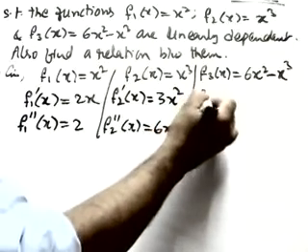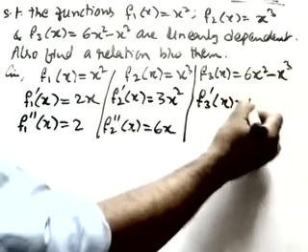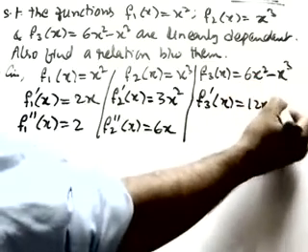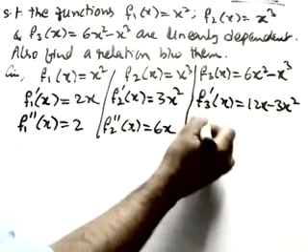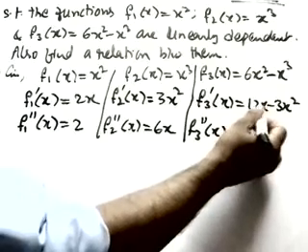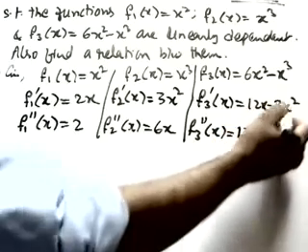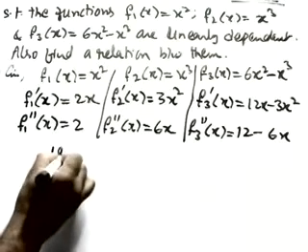Now differentiate the first time, f3 dash of x equals d by dx of x square is 2x, 2 sixes are 12x, minus x cube is 3x square. Differentiate one more time, f3 double dash of x: d by dx of 12x is 12, x square is 2x, so this is 6x. Now we have to find the determinant of this.